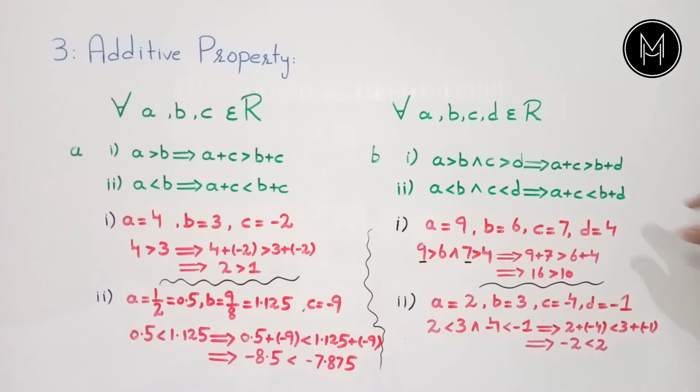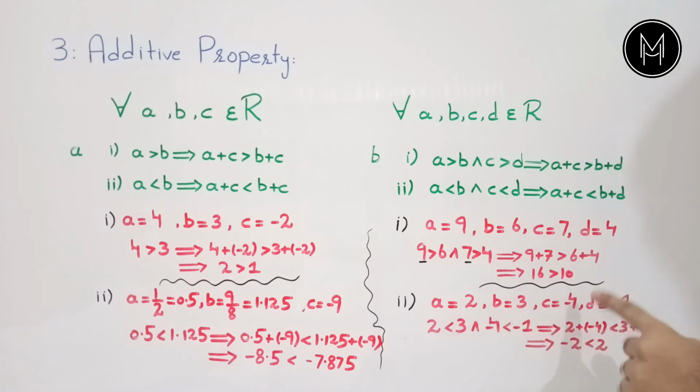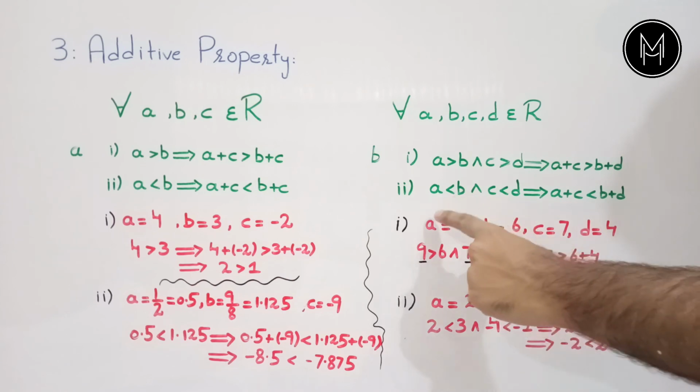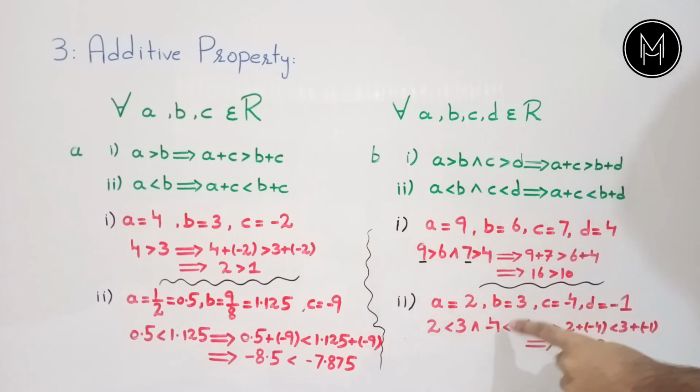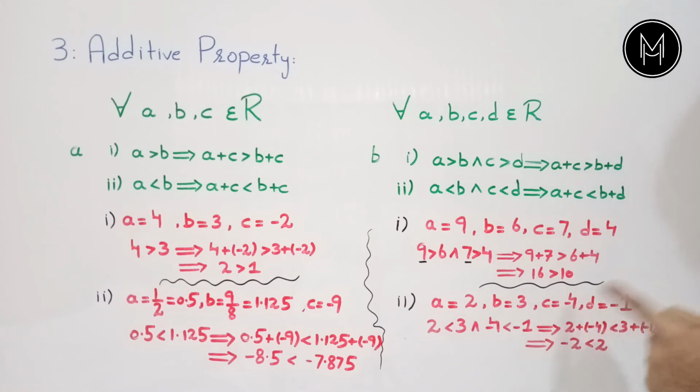Let's check the second condition. Let we have real numbers for the second condition. A is equal to 2, B is equal to 3, C is equal to minus 4 and D is equal to minus 1. We have two positive integers and two negative integers. We can see in these numbers A is less than B, 2 is less than 3 and C is less than D, minus 4 is less than minus 1.